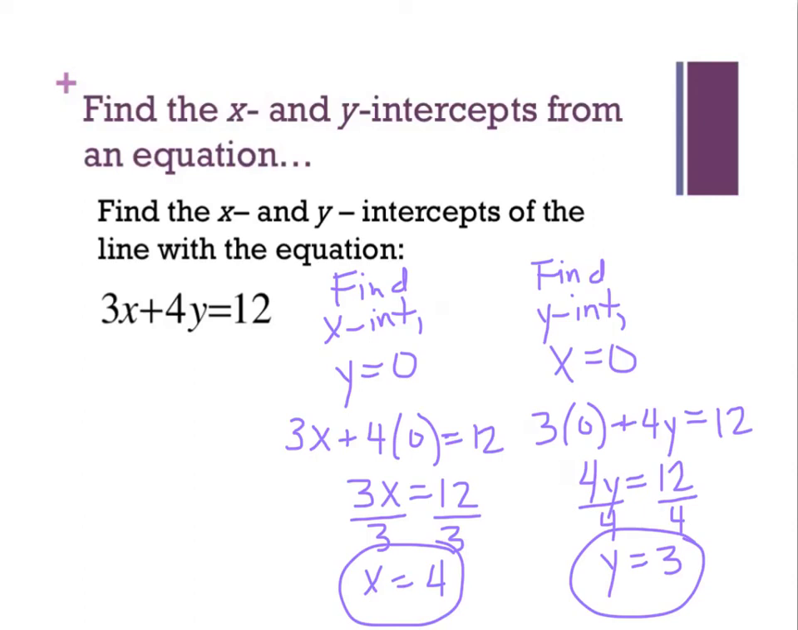Now, why did that work? Well, let's think about the coordinate plane. If an x-intercept is a point that's on the x-axis, every point on the x-axis all the way across has a y value of 0. Hence the y of 0. If we're talking about a y-intercept, we're talking about a point that's on the y-axis, which is here, and every point on the y-axis has an x value of 0, and that's why it works.